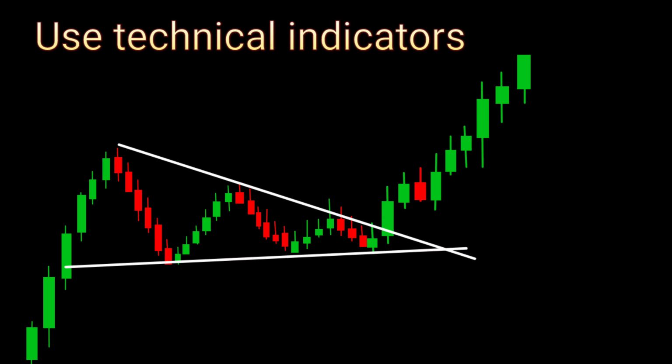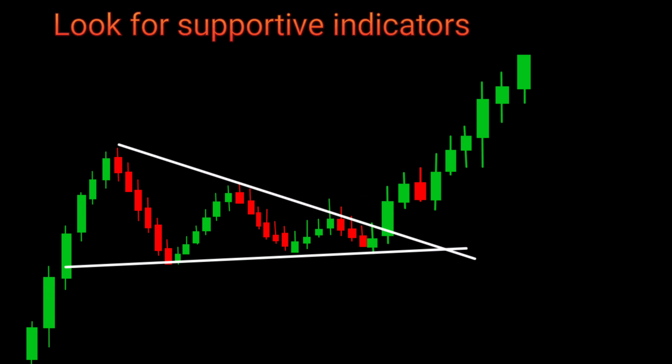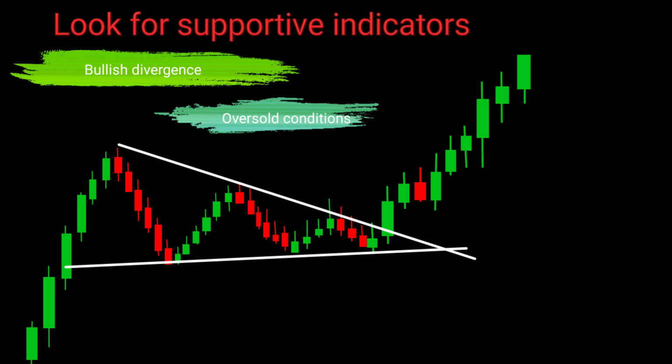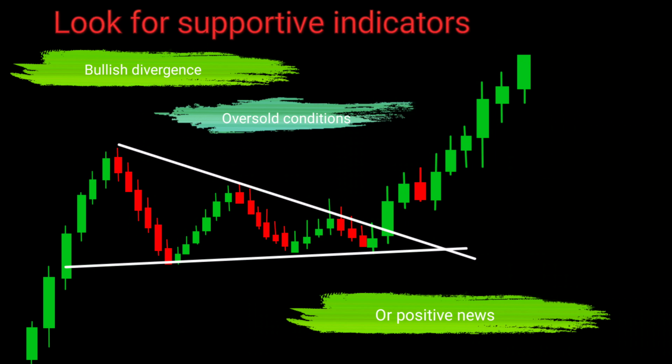Consider using additional technical indicators or tools to confirm the bullish signal. Look for supportive indicators like bullish divergence, oversold conditions, or positive news to strengthen the validity of the pattern.